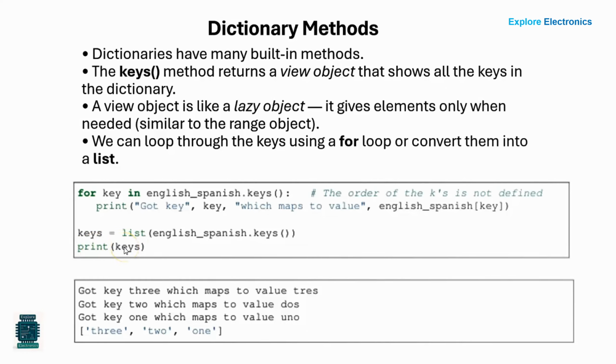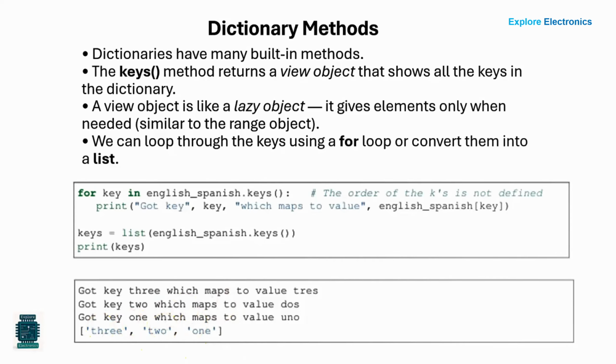Let us see the output for this. We have 3 keys, right? 1, 2 and 3. Got key 1, which maps to value uno. For 1 we have uno, for 2 we have dos, for 3 we have tres. Okay, this is the output. For print keys we have 3, 2 and 1. It is an unordered collection of data, that's why it will change. It doesn't matter. Clear with it?